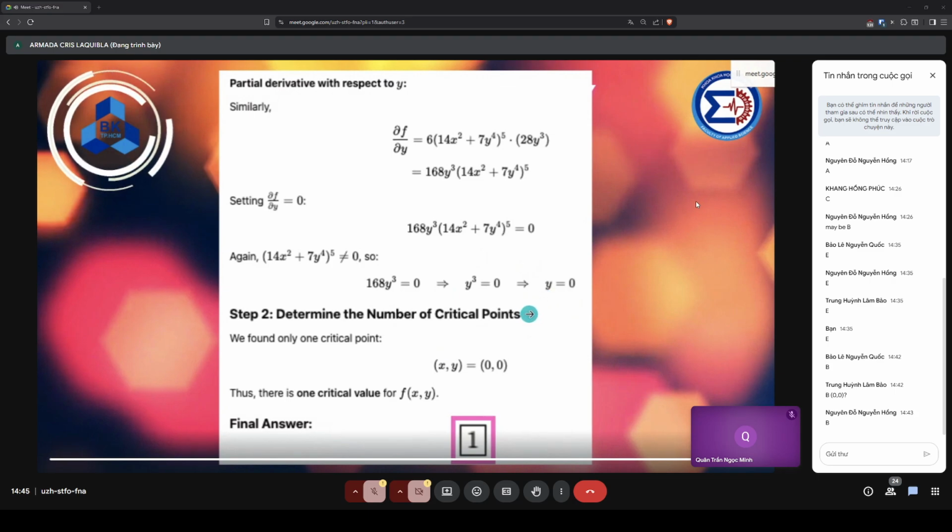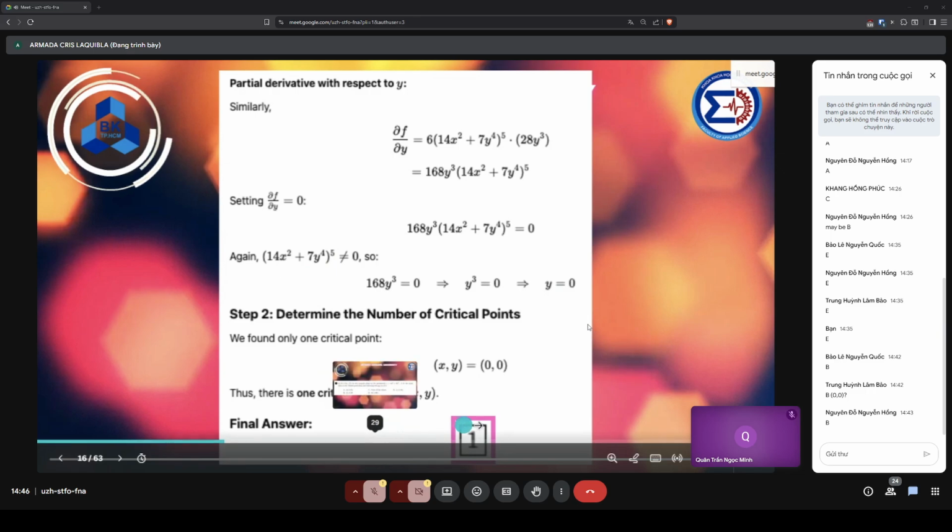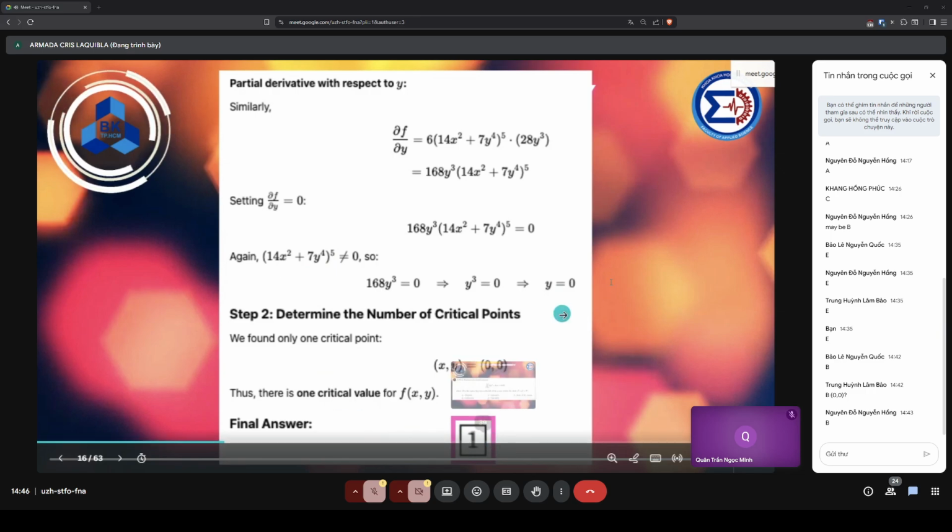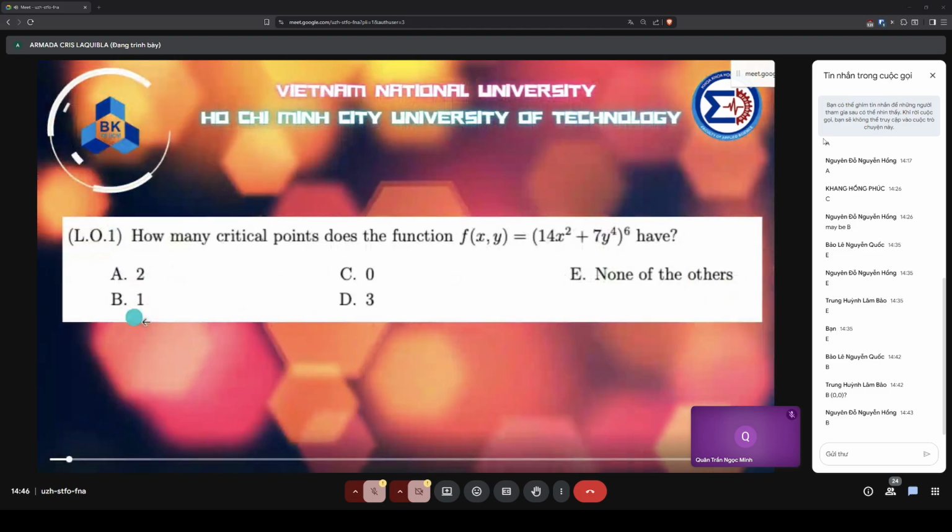So in this one, class, we also get y is equal to 0. And again, this factor here is not equal to 0 because, again, the only case that this factor is equal to 0 is when x is 0 and y is 0. And we have that already. Your x is 0 and your y here is 0 also. So we only have one critical point, 0, 0. So the answer is 1. And the answer is letter B there.